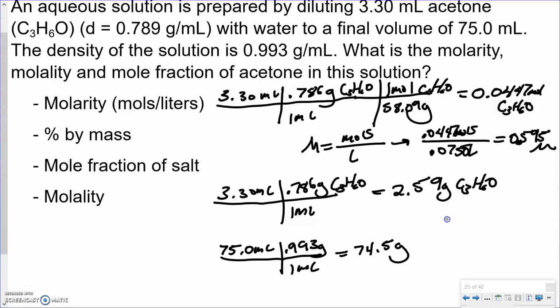Okay, so if we want to find our percent by mass, we take our 2.59 and divide it by our 74.5, and we either can, nope, sorry, I'm thinking mole fraction. We find that number, so 2.59 divided by 74.5 times 100, and that's going to give us a percent by weight of 3.48%.